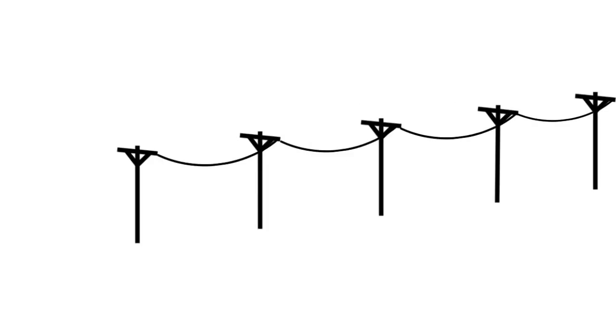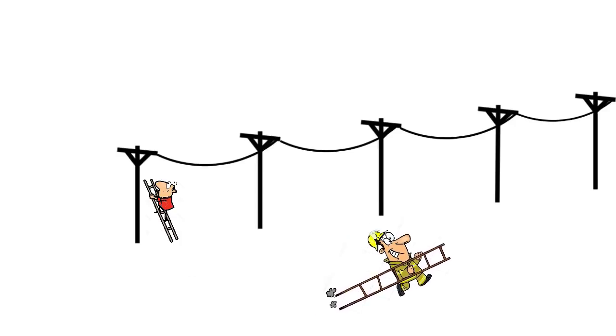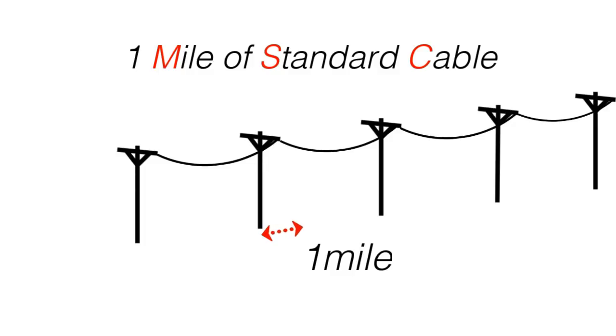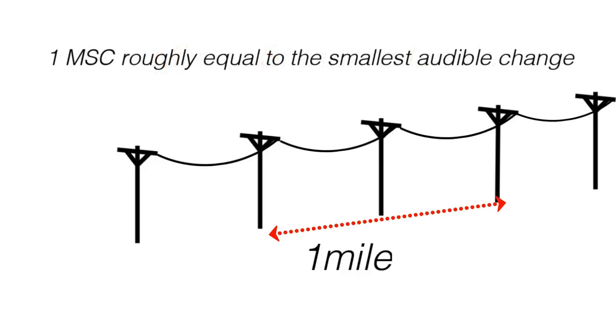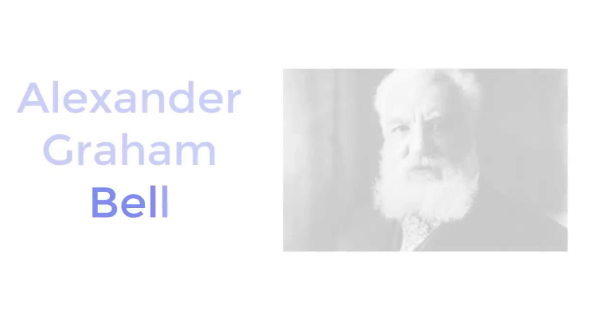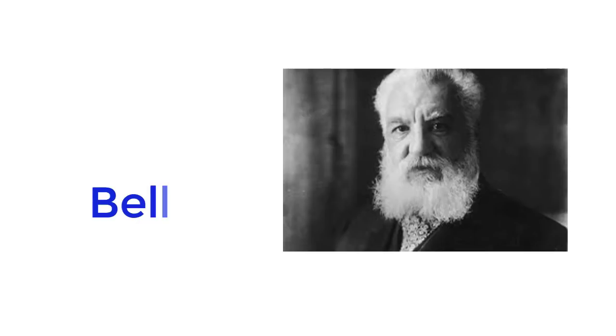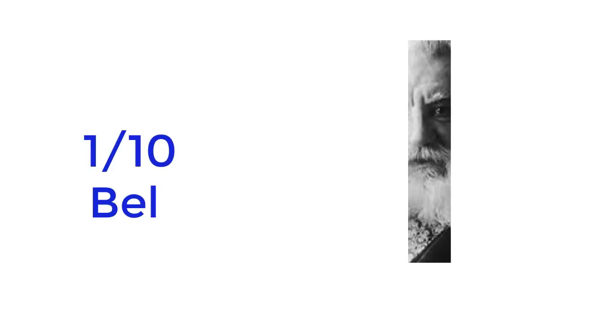Well, they realized that measuring the power in watts at one end and then measuring the power at the other end was cumbersome. The actual number of watts was not the issue. They needed a way to quantify the loss in the cable. Not surprisingly, the first attempt at quantifying the loss was called the MSC, or Miles of Standard Cable. In the 1920s, it was proposed that the unit be called the bell, in honor of Alexander Graham Bell, with the working unit being 1/10 of a bell, or the decibel.